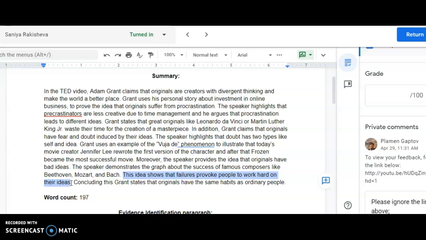Original thinkers use failure to work even harder on their ideas. They use failure productively. So you should first be very clear on your supporting ideas. Second, do not include examples. And obviously you have 200 words, so you will expand on these supporting ideas. And that's your summary.